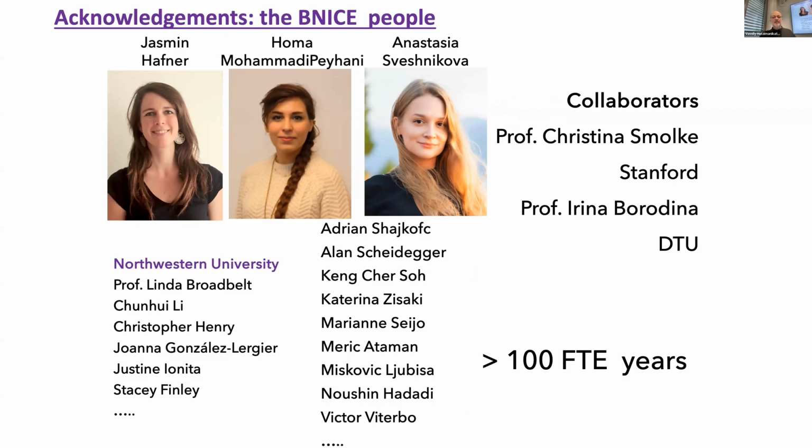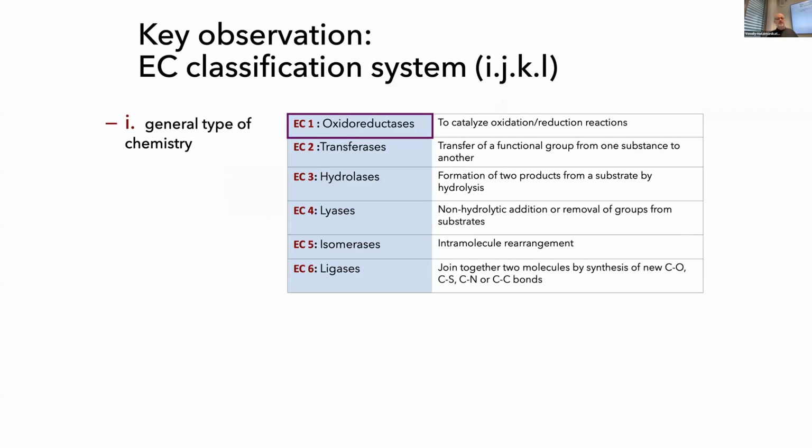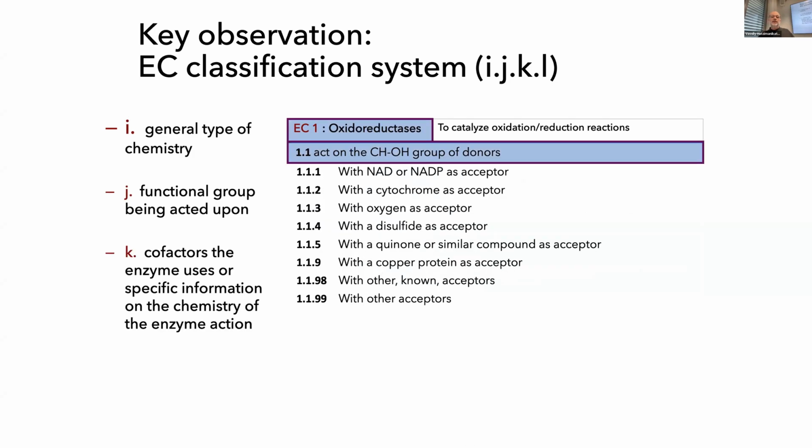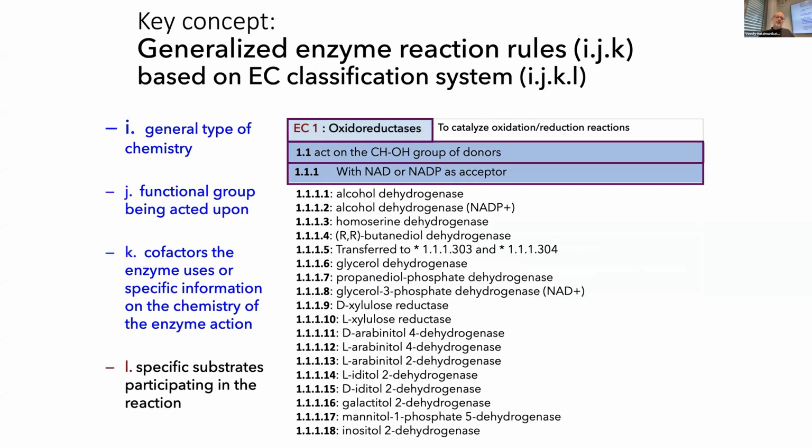But where did everything start? Everything started on the key observation that if you look at the enzymes, and probably you're familiar with this, there is the so-called Enzyme Commission classification system, where there are 6 major classes. Now there are 7, including the transporters. Then there is a second class, the subclass, which refers to the functional group. And then there is the third class, which refers to the cofactor. And it turns out that the 4th class is very specific to the substrate.